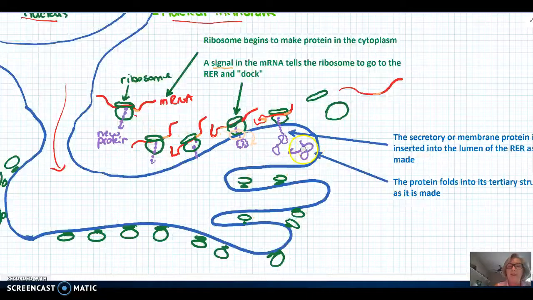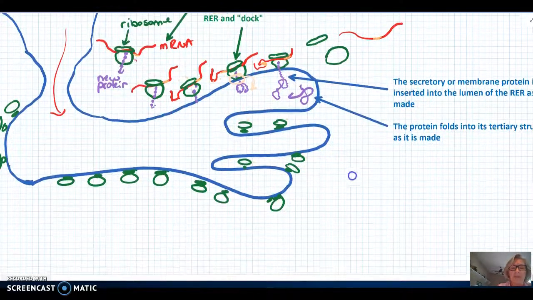Once that protein is completed, the ribosome will then let go of the mRNA. It actually comes apart into its two subunits. The mRNA can float away, and another ribosome can come along and read the instructions and make more of that protein. Now, this protein is not quite done.